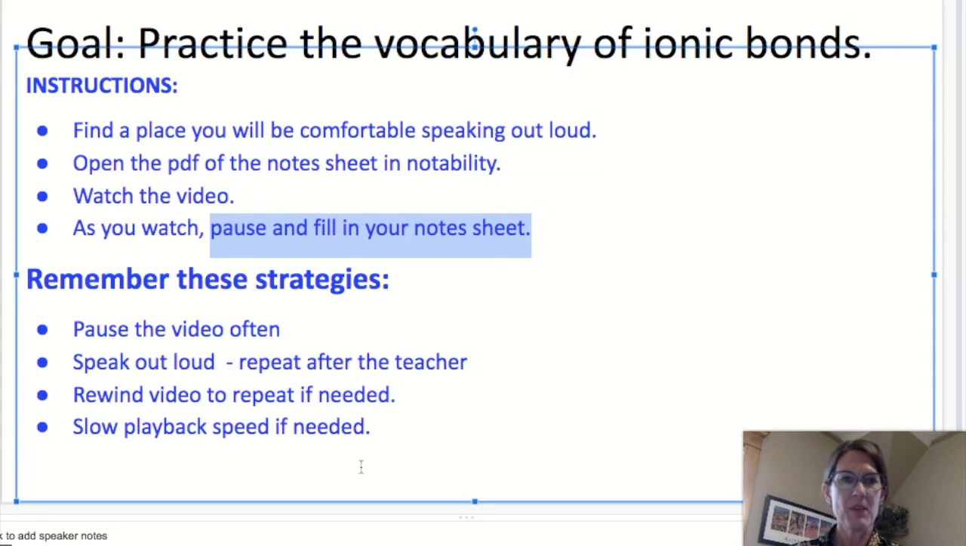Then also remember the strategies we talked about for watching videos, that you should pause the video often, speak out loud and repeat after me, and rewind the video to repeat if needed, and also slow the playback speed if needed.